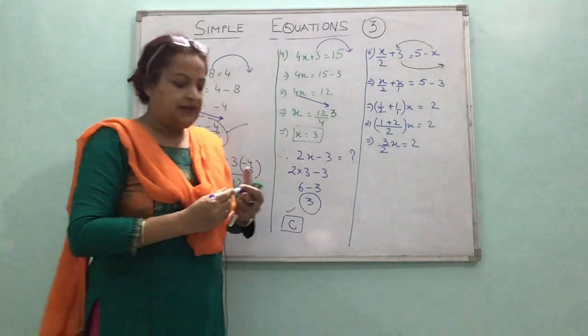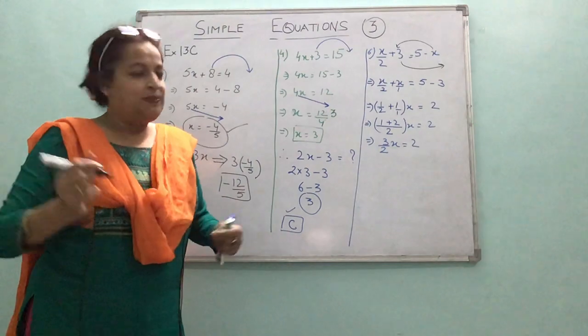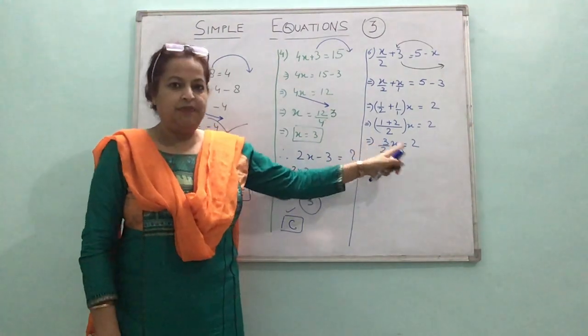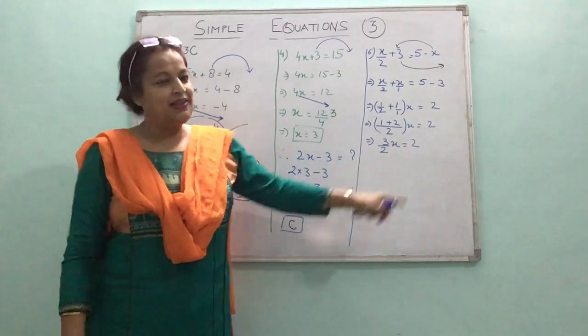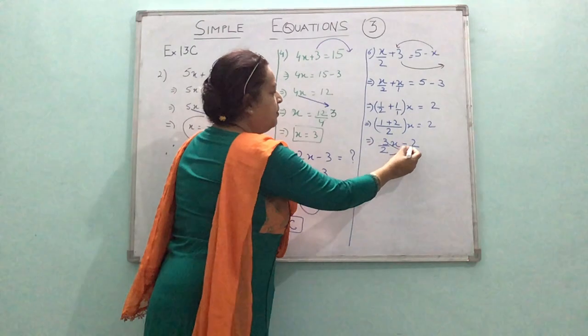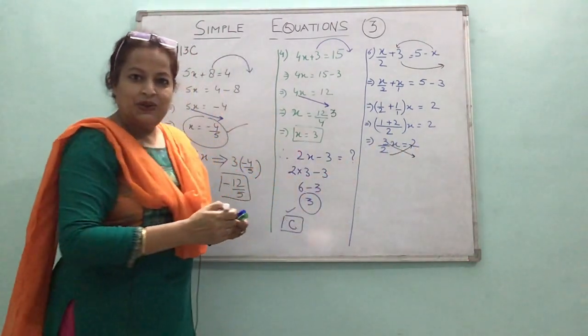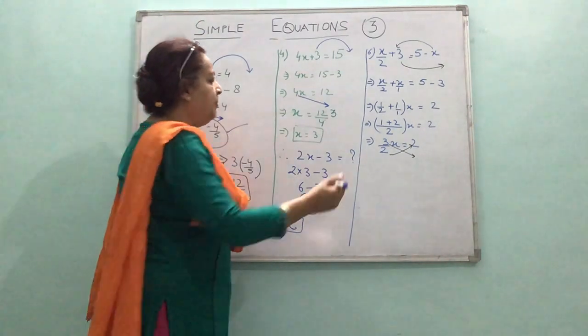Now the next transposition is cross multiplication. Cross multiplication means the value which multiplies goes and divides the other side, and 2 which divides multiplies the other side. So it would be 3 would be dividing and 2 would be multiplying. So this is cross multiplication. So what will happen here?